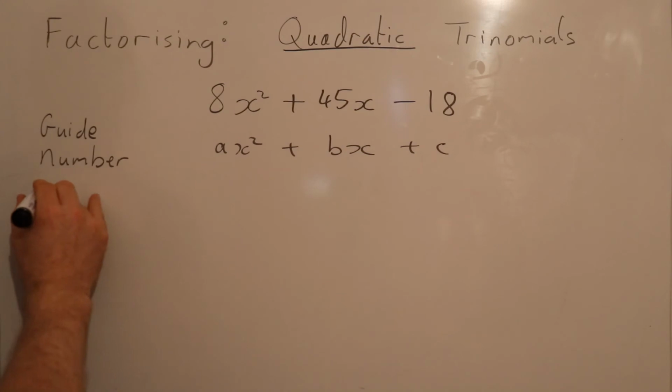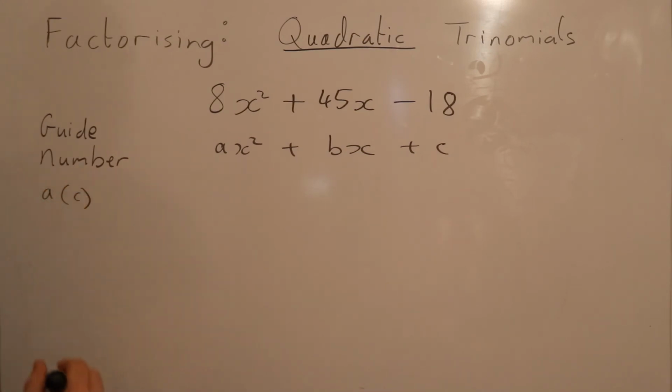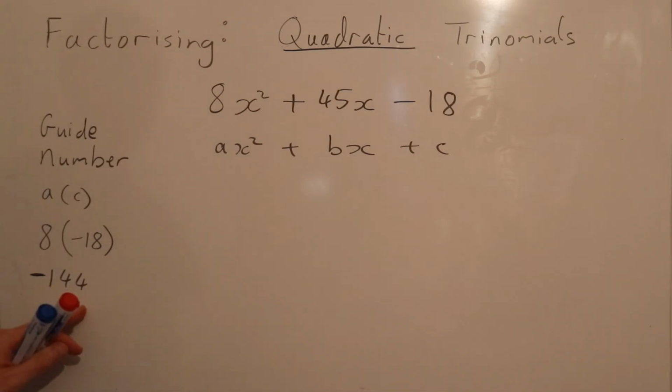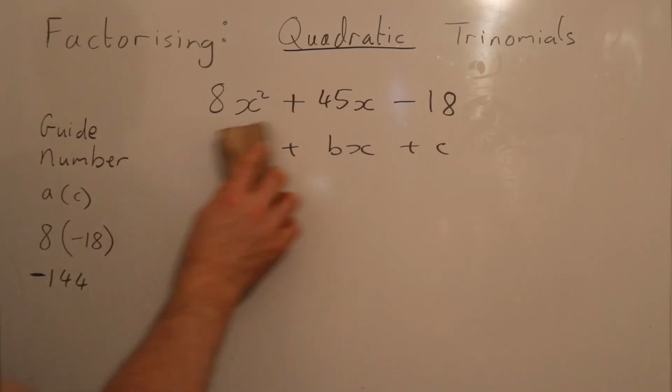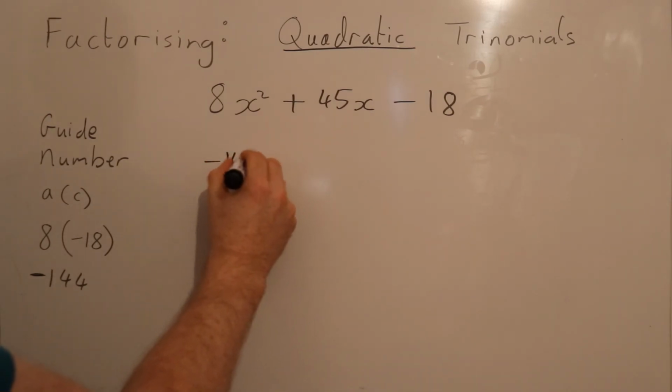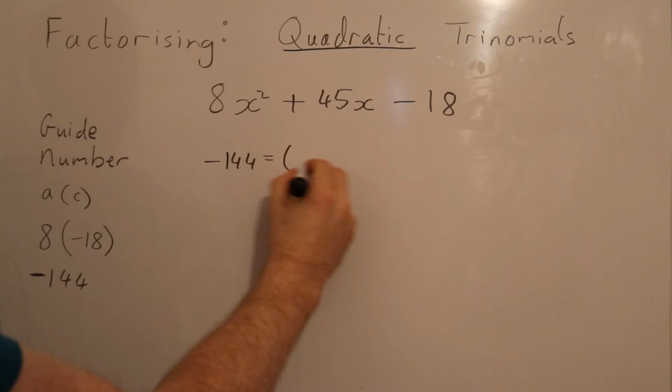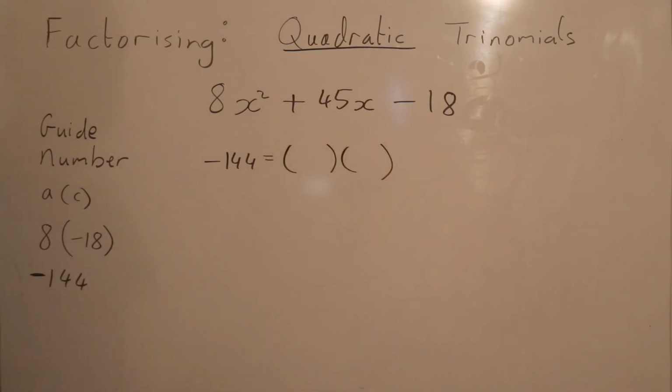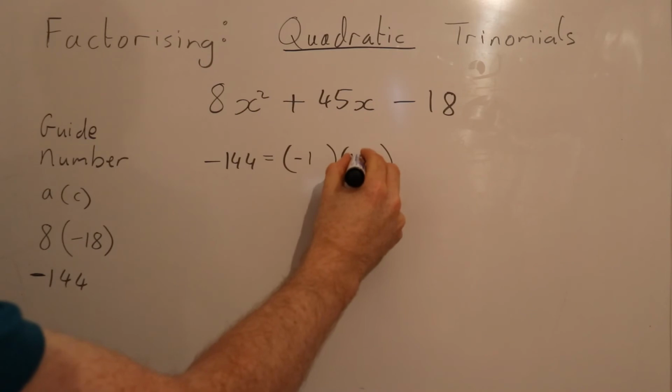So with guide number we just multiply our a by the c. In our example, 8 multiplies by minus 18 to give us our guide number. Plus by minus is minus. So we're going to work with this guide number a little bit before we attempt to solve our quadratic trinomial. So looking at minus 144, I want to look at some of its factors. What two numbers multiply to give me this? It could be minus 1 by 144.